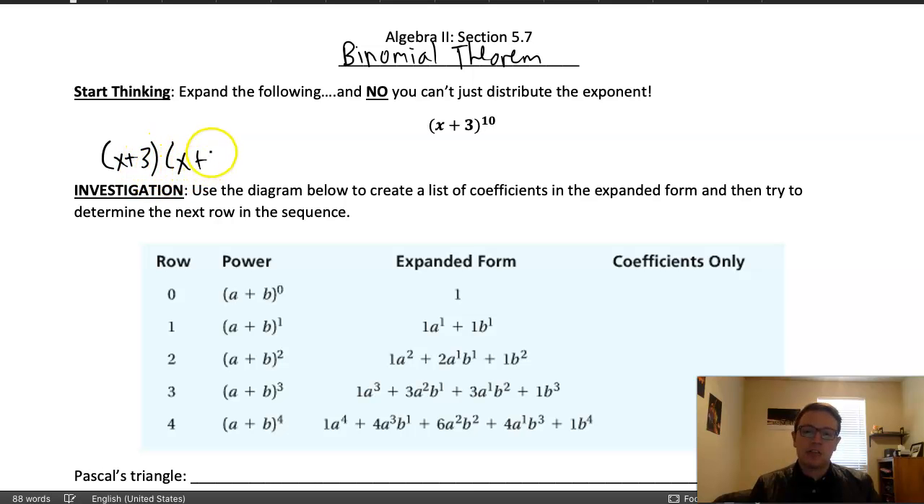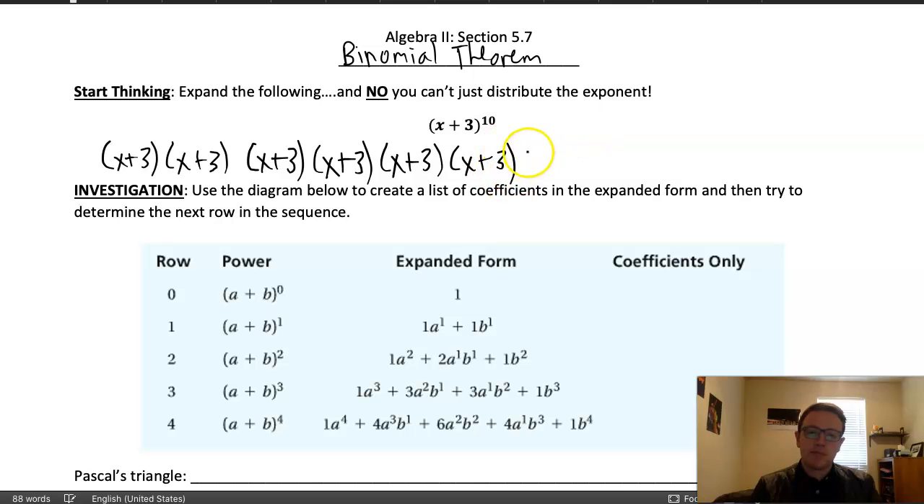So this expanded will look like x plus 3 times x plus 3, and so on, counting 1, 2, 3, 4, 5, 6, 7, 8, 9, 10.